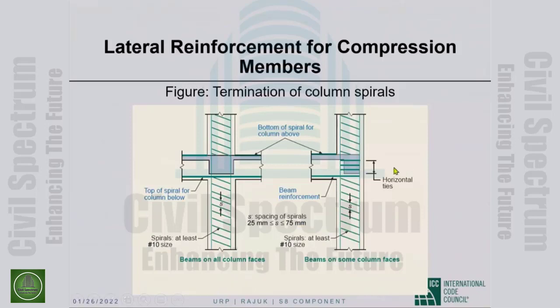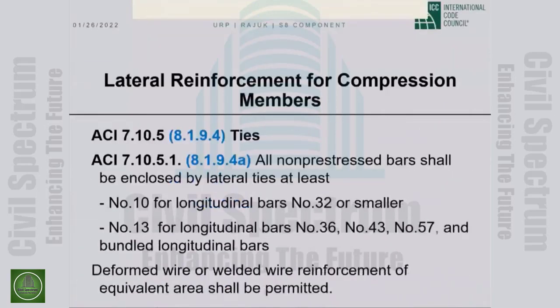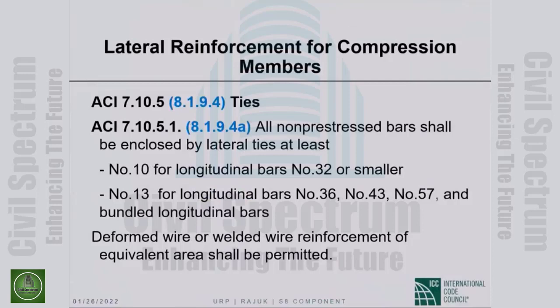Now, when you don't have beams framing into all 4 sides, you will discontinue your spiral here, but now you will have to provide ties as shown in the picture before the other spiral starts. Because there is no confinement coming from the right side in the picture, you will have to confine the longitudinal reinforcement by providing those bars. Otherwise, they will buckle right there at that location. So those are the things that are said in the details.